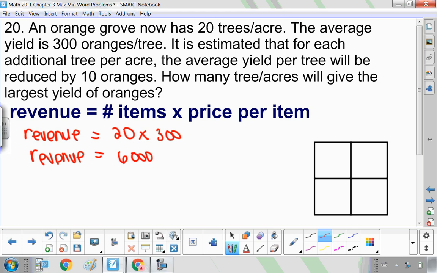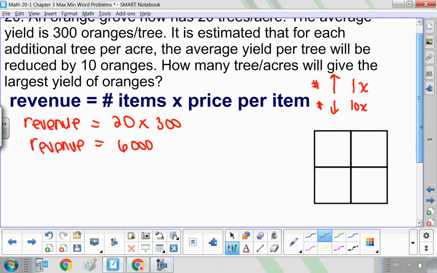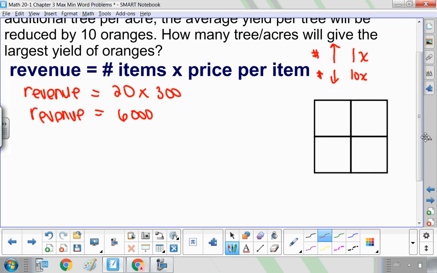So what they estimate is every time I increase the number of trees by 1, I'm going to decrease the number of oranges by multiples of 10. So if I have 1 extra tree, all of my trees are going to produce 10 less, probably because there's not enough room, there's not enough nutrients, etc. If I increase it by 2 trees per acre, I'm going to lose 20 oranges per tree. So we want to know what's the maximum number of trees I can have per acre to give the largest yield of oranges.